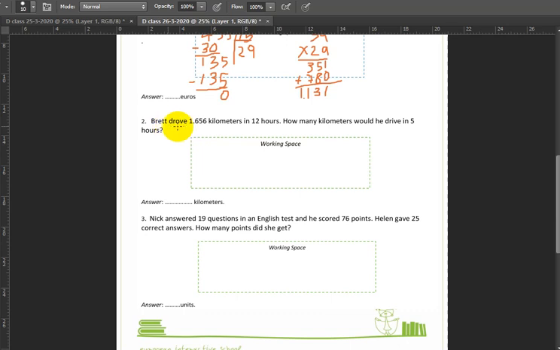Next up, Brett drove for 1,656 kilometers in 12 hours. How many kilometers would he drive in 5 hours? So, to do this, I need to first find out, assuming that he drove with the same speed, how many kilometers he did in 1 hour, and then find how many in 5 hours. So 1,656 divided by 12.